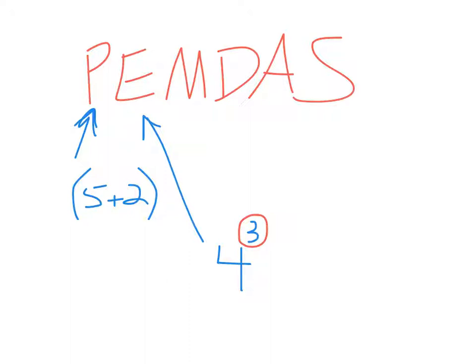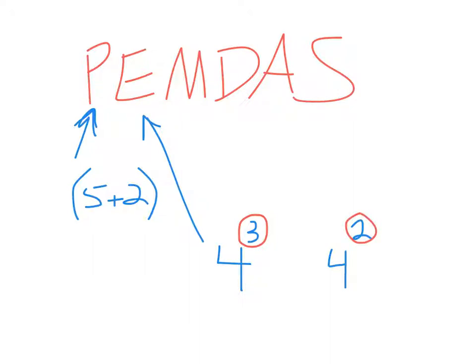So this can be read as 4 to the power of 3, 4 to the third power, or sometimes called 4 cubed. If you've ever heard 4 cubed, it's just referencing something raised to the power of 3. Oftentimes something raised to the power of 2 is referenced as that number squared. If you ever hear that, it just means that it's being raised to the power of 2.